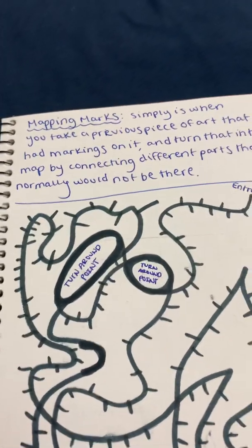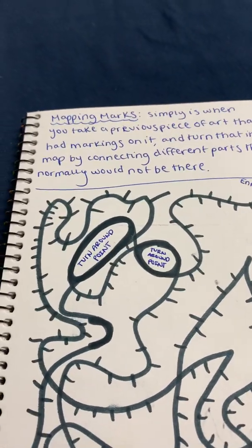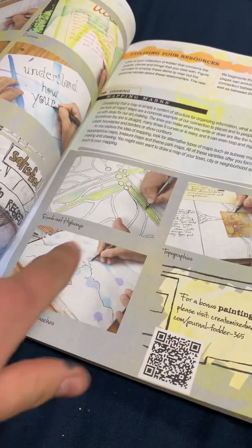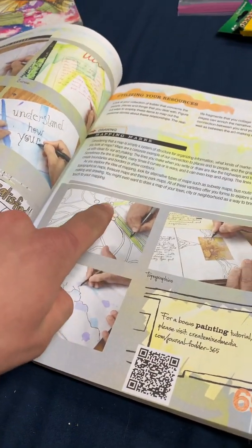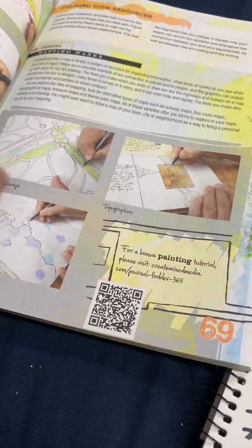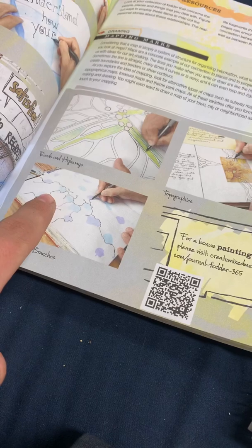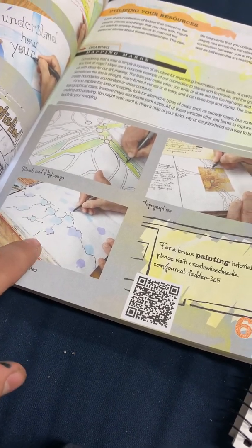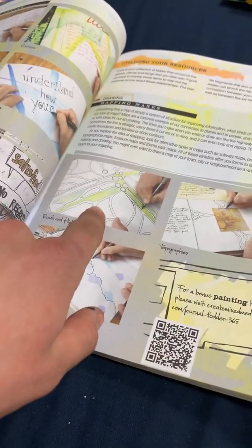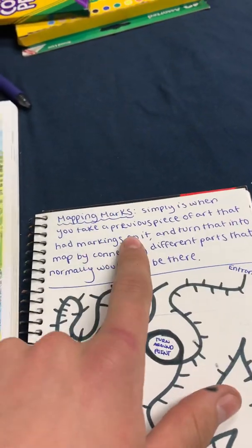So next is mapping marks. The way I understood this, and this was on page 69, looking at these photos, it looked as if someone had already had a piece of art within their photo. You can see here the coloring or the little splotches. And then from there, they created their own map or outlining throughout their photo. You see? So essentially that's what I had put in my definition.